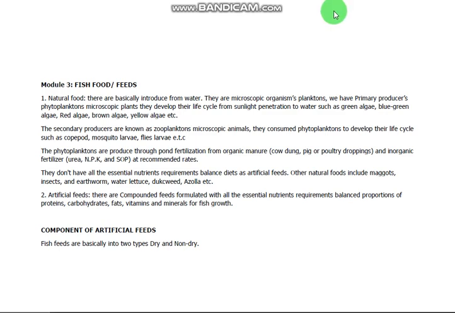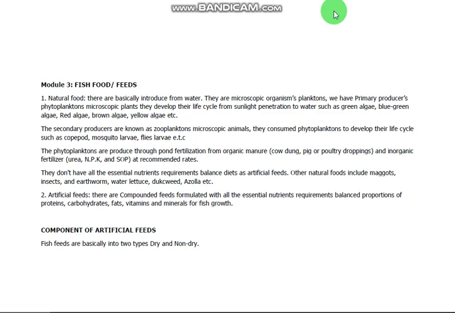All right, everyone. So when we talk about feeds, we have two types of feeds. We basically need to write fish food here. The first one is called natural food, which we call live food. There is some live food that you give your fish to eat, which is a basic source of reducing costs when it comes to fish feed technology.